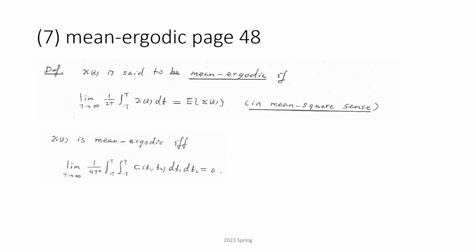The seventh is the mean ergodic. It can be found on page 48. So X(t) is said to be mean ergodic if the limit as T goes to infinity of 1 over 2T times the integral from negative T to T of X(t) dt equals the expectation of X(t). And we have another formula. So the behavior of the mean ergodic process in a long time can be representative of its overall statistics.